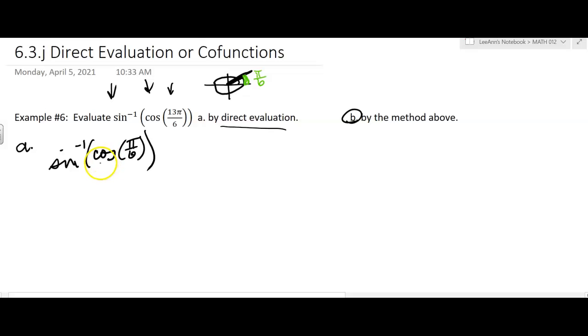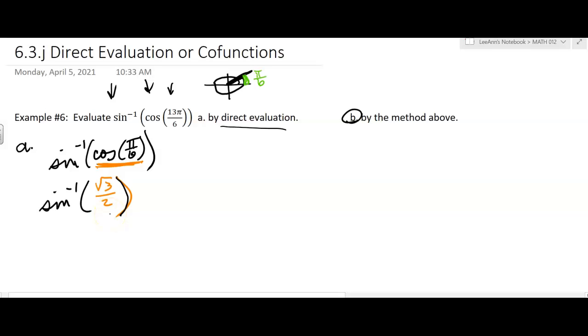All right, so now I think in my mind, what's the cosine of pi over 6? Well, let me write that differently. I think about what is the value here. I know that from a unit circle or from a chart, the cosine of pi over 6 is the square root of 3 over 2. And it's positive. I'm in the first quadrant. Okay, now I'm thinking, what's the inverse sine of square root of 3 over 2?